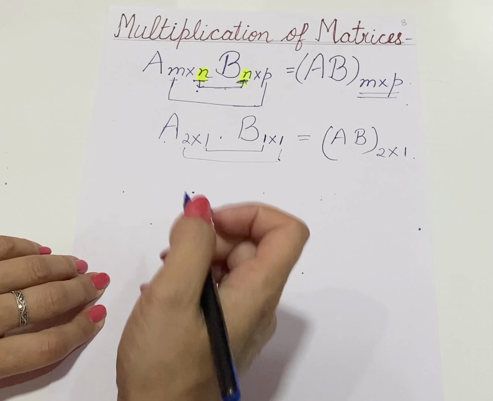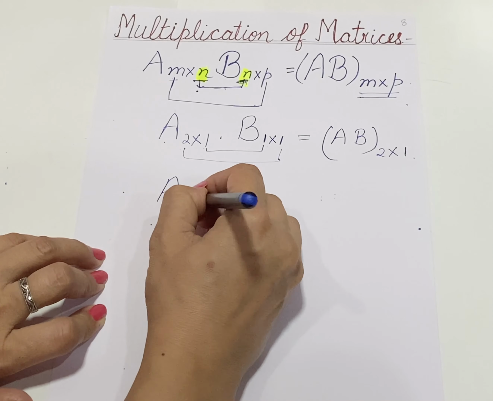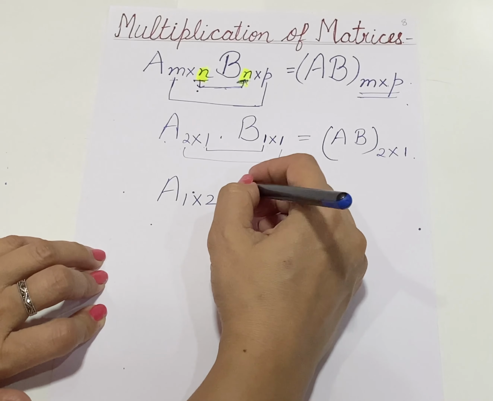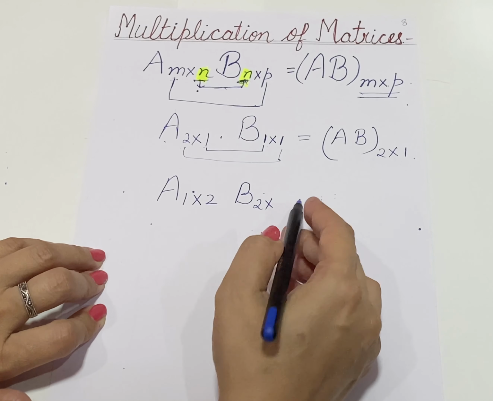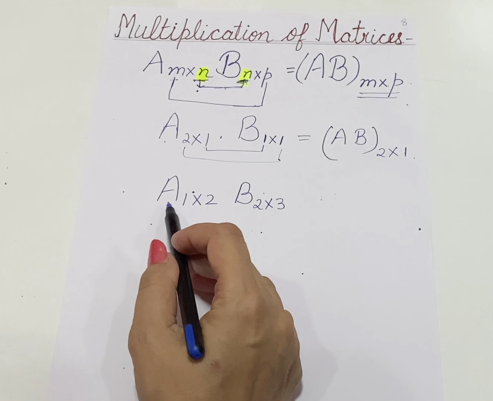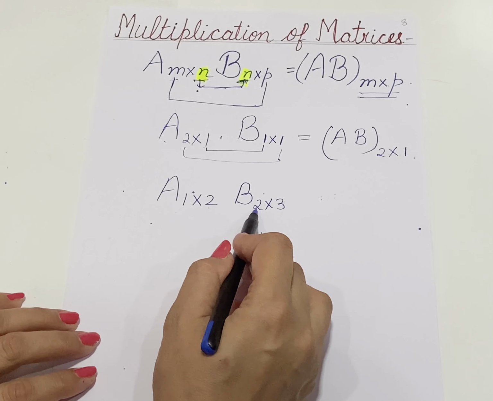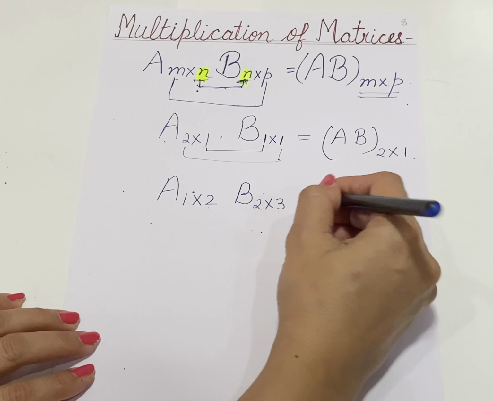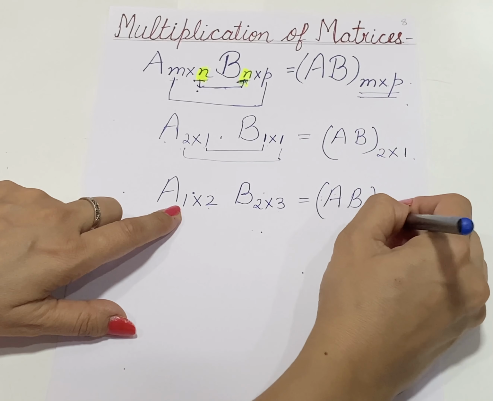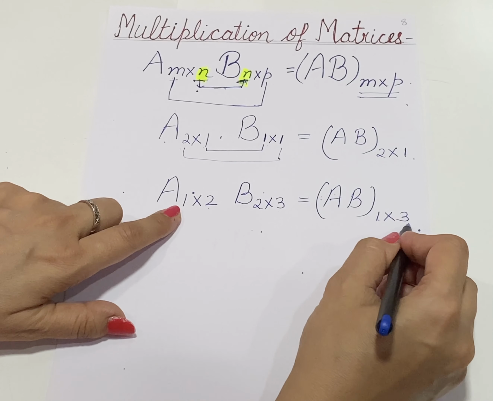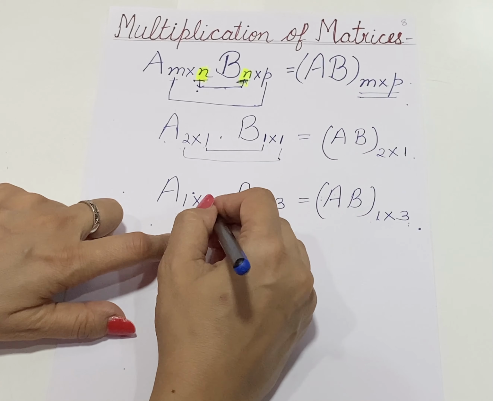Okay, I'll give one more example regarding the order. Suppose matrix A is of order 1 by 2. Then matrix B should have order 2 by, now it can be any number, I am writing 3. Matrix A has 1 row and 2 columns and matrix B has 2 rows and 3 columns. Then the product matrix will have what? It will have order 1 by 3, that is, 1 row and 3 columns. So again, please take care of this.